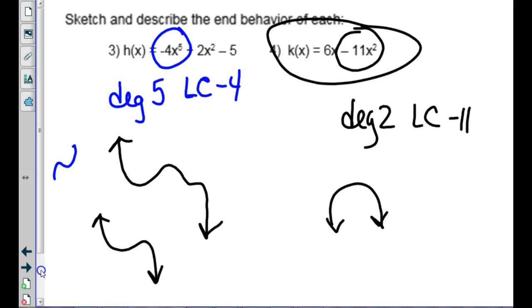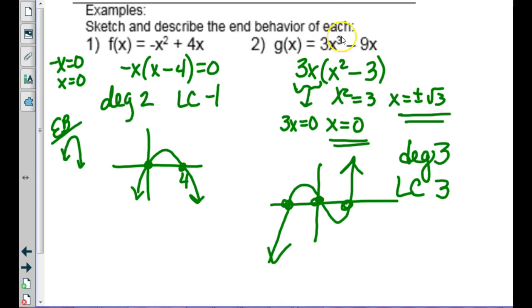No, the degree is the highest exponent power. It has nothing to do with anything else. The degree is the exponent power. So the degree here was 3. The degree here was 2. Okay.